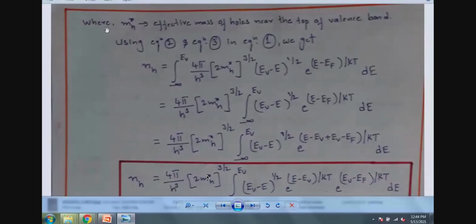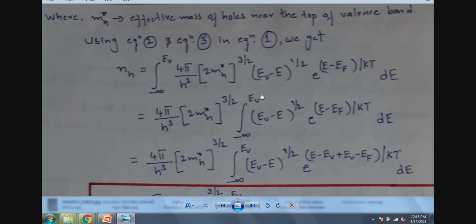Okay, now where m_h is nothing but the effective mass of holes near the top of the valence band. Similarly, what you've done in the electron case, using equation 2 and equation 3 in equation 1, we get by substituting the values. You slowly substitute here, right? Same, applying the integral from minus infinity to EV. Just you are substituting these equations, right? So bringing this constant to the front, same as usual.